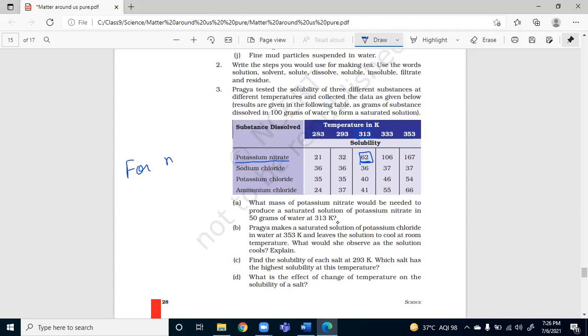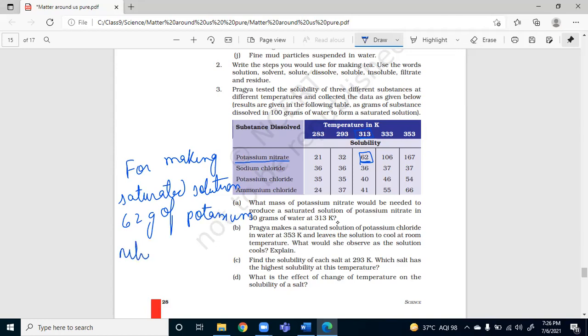For making a saturated solution, 62 grams of potassium nitrate is required for 100 gram of water at 313 Kelvin. This is given in the table.